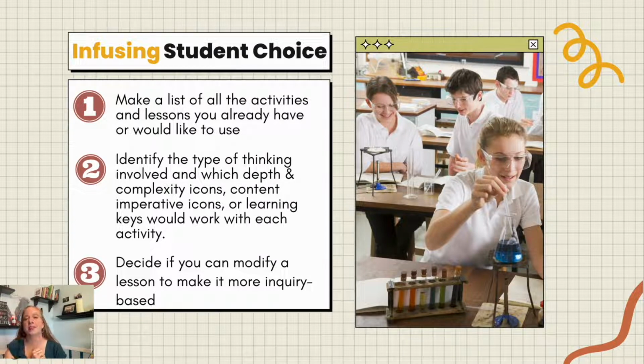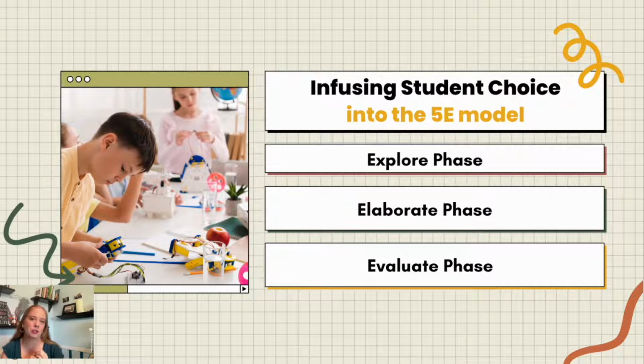There's 3 phases that work really well with infusing student choice. Explore, elaborate, and evaluate. And for this one, we're going to keep with explore. So we're going to start with the explore phase. How can you add student choice in the explore phase?